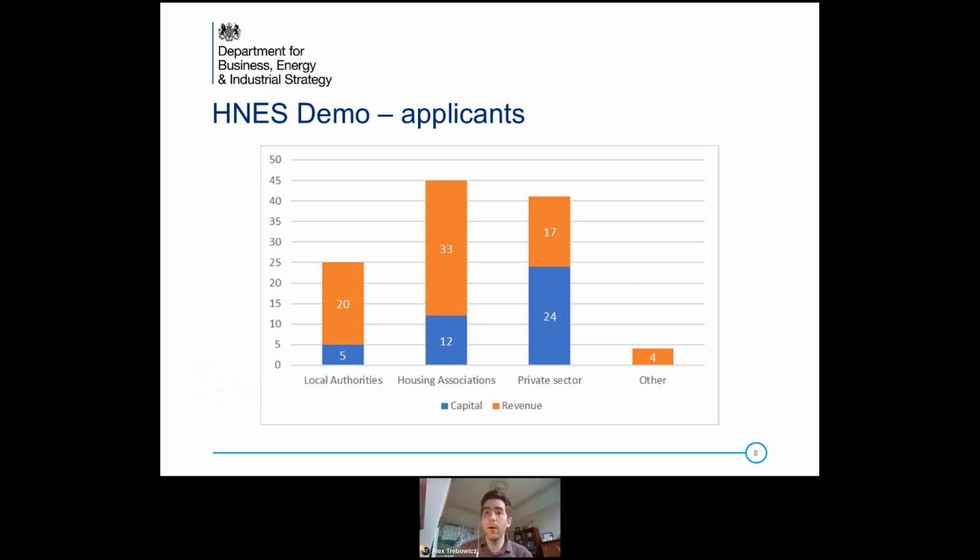Our capital projects were mainly private sector applicants, possibly indicating better readiness for delivery compared to local authorities or housing associations, or perhaps just the pace at which decisions can be made in those organisations. And a lot of our revenue funded projects were local authorities and housing associations. Again, a fairly small sample size in the grand scheme of things, but perhaps reflecting the need for that kind of upfront support more in those types of organisations.